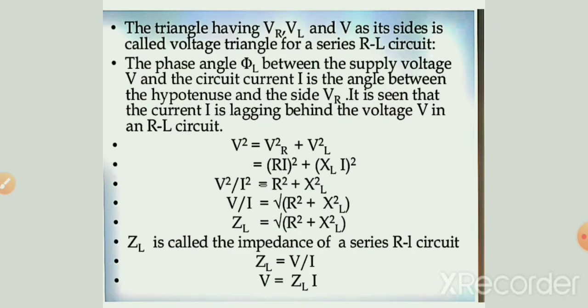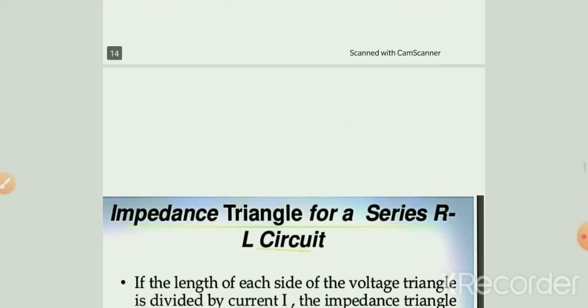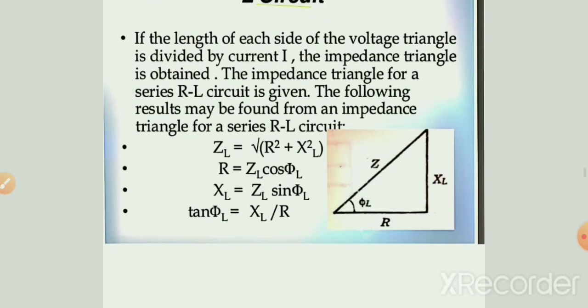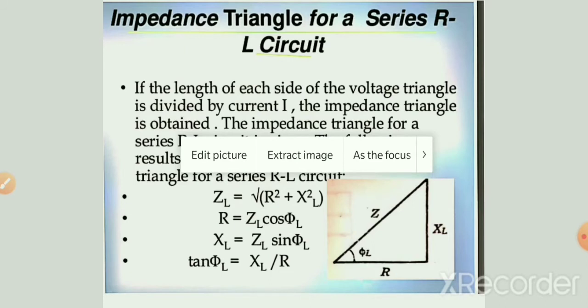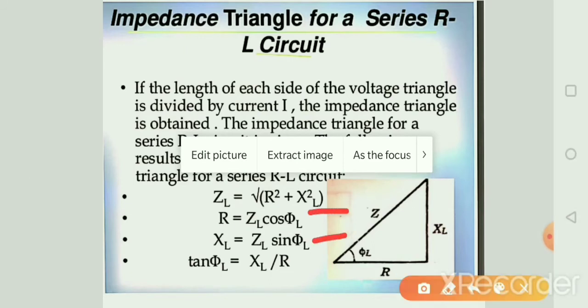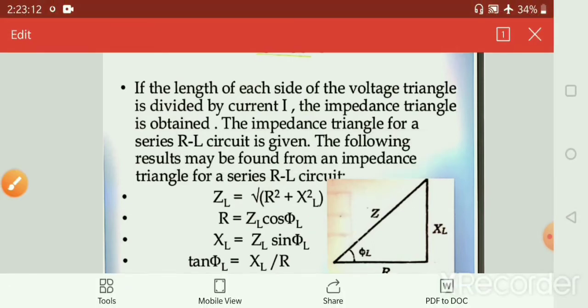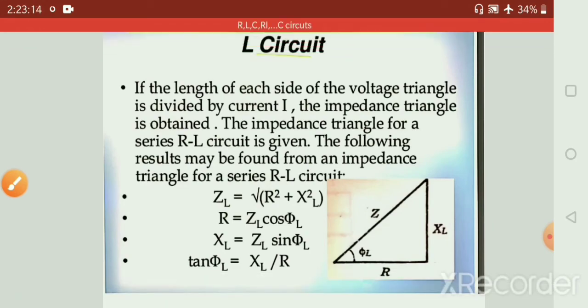Now if we make the phasor diagram, this is the impedance diagram for the RL circuit. Here R equal to ZL cos phi L and XL equal to ZL sin phi L. And if we divide this equation by this equation, we get the value of tan phi L equal to XL over R.